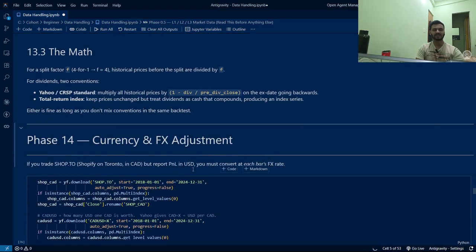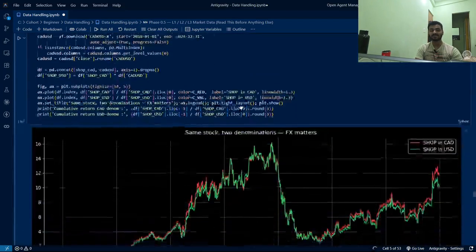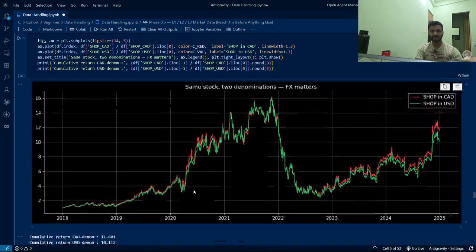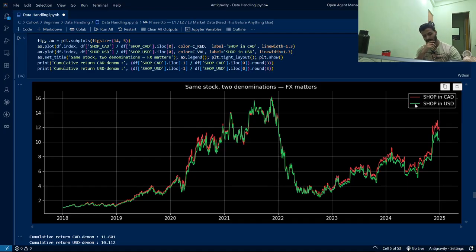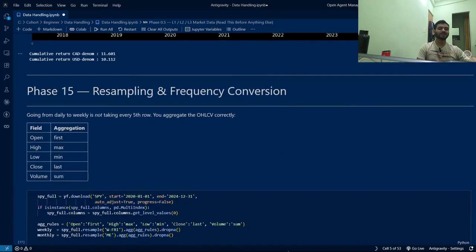Then let's talk about currency and FX adjustment. If you trade SHOP.TO, Shopify on Toronto, in CAD, but your reported PNL is in USD, you must convert at each bar at the FX rate. As you can see right here, there is a small spread difference, or you can say FX exchange rate difference, between CAD and USD. Then we come on to resampling and frequency conversion.